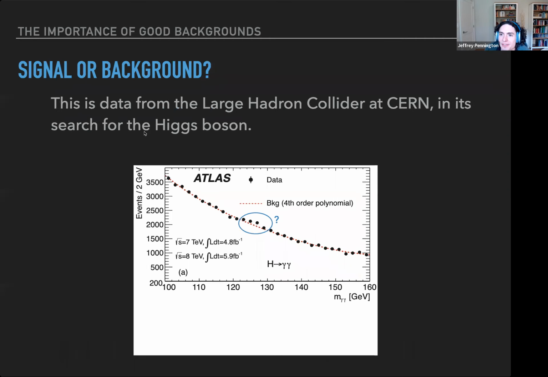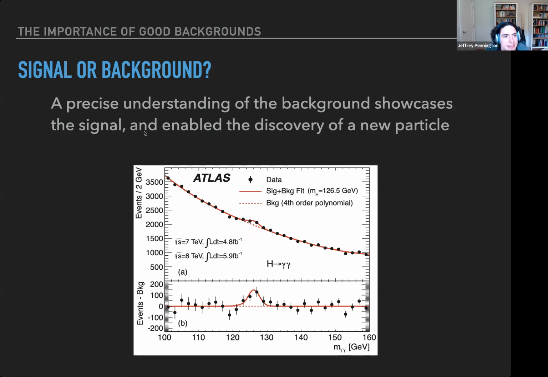So actually, this is data from the LHC at CERN in its search for the Higgs boson. And this little blip, in fact, is a 5 sigma discovery of a new particle. So a precise understanding of the background is really important for advancing science. And I'd argue that in a quickly evolving field like deep learning, we need to devote more effort to understanding the backgrounds before we can really be doing any kind of legitimate science.